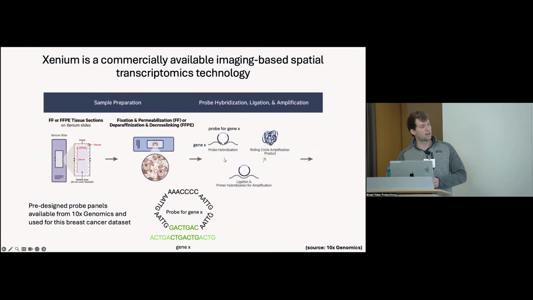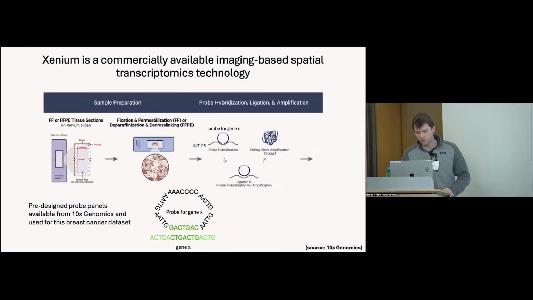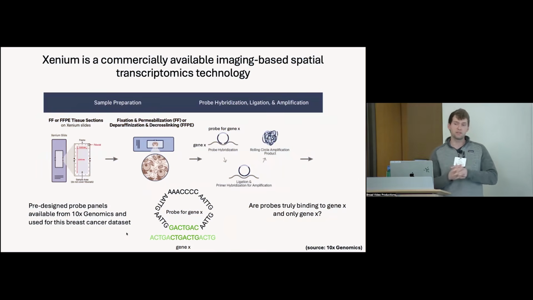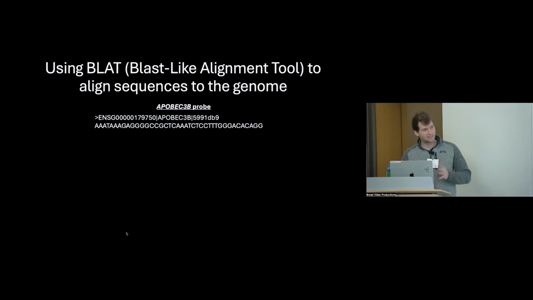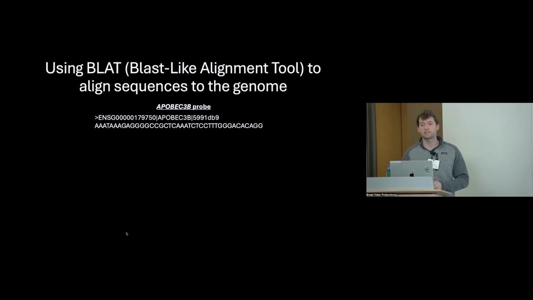A specific probe panel that they use is this breast cancer probe panel that was used on this breast cancer data set. And so we took a look at this probe panel and asked the question, are these probes truly binding to gene X? And are they only binding to gene X? An really easy way to do this is using BLAT. BLAT is just an online aligner. You can look it up right now and put in a probe sequence like this one exactly, and you should get the same results that I get.